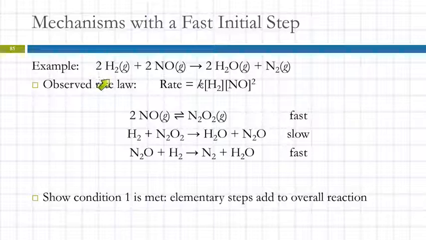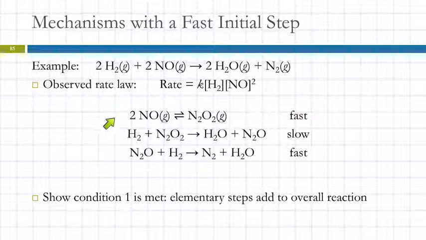Okay, so this is an example of a mechanism with a fast initial step. This is our overall reaction, 2H2 plus 2NO forming 2H2O plus N2. This is our observed rate law. We've learned how to figure those out. We look at experimental data, we compare, well, if I change this concentration, how does that affect the rate? And that's how we get those exponents. Everybody remember we were doing that? Even if you don't remember exactly how to do it?